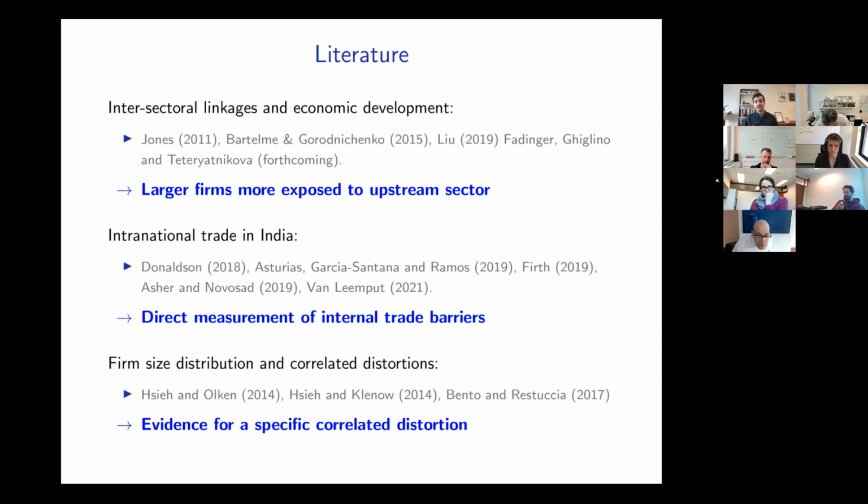And finally, there's an important literature which has shown that distortions that are correlated with firm productivity and increase with firm size can be really important for explaining productivity differences across countries and reducing aggregate productivity. What we have here is one specific example of a tax or a cost that is correlated with firm size, and therefore fits this idea of distortions that can disproportionately affect large and productive firms.